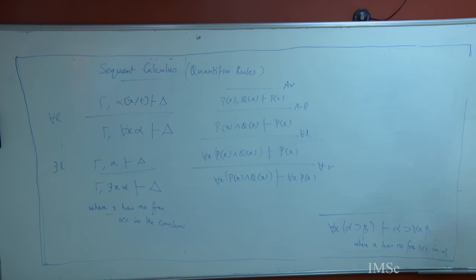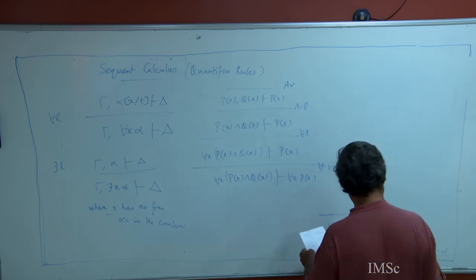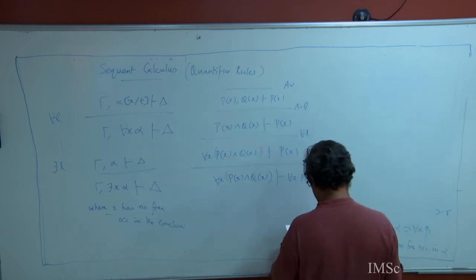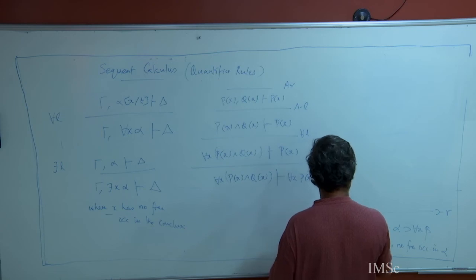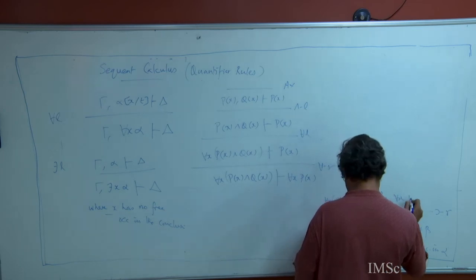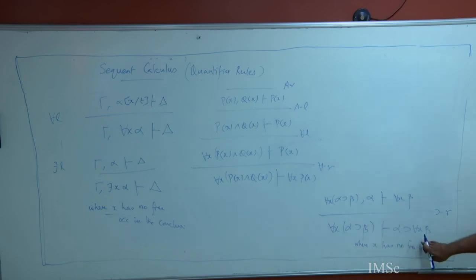Let's do the proof. So once again I'm going to do implication right. From for all x (alpha implies beta) and alpha, if I can get for all x beta. How do I get an implication to the right? To get gamma implies delta, assume gamma, show delta. This is the implication right rule in sequent calculus.